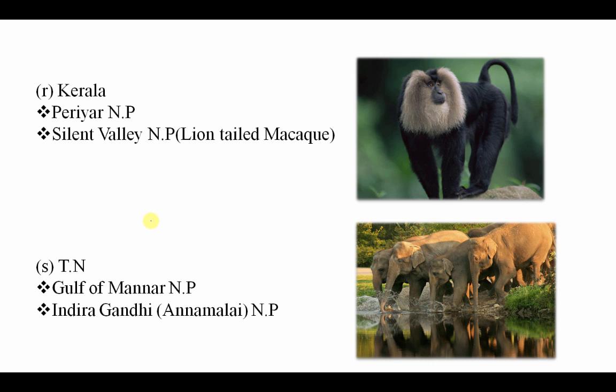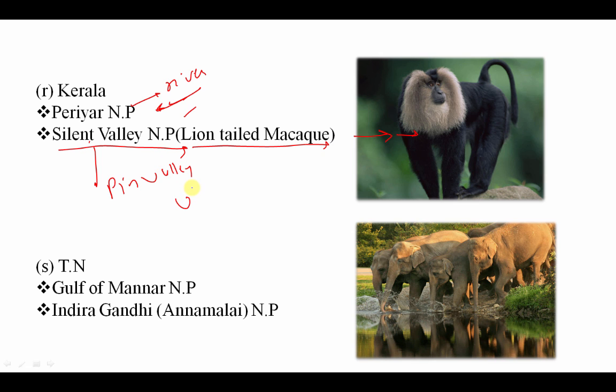Now Kerala. In Kerala there is one Periyar National Park. There is one Periyar River also, which is in Kerala. So Periyar National Park and Periyar River both are in Kerala. And another is Silent Valley National Park, famous for lion-tailed macaques. You can see the lion-tailed macaque in this picture. Okay, so Silent Valley. And another, Pin Valley, is in Uttarakhand. Uttarakhand, and Silent Valley is in Kerala. Both are important national parks.